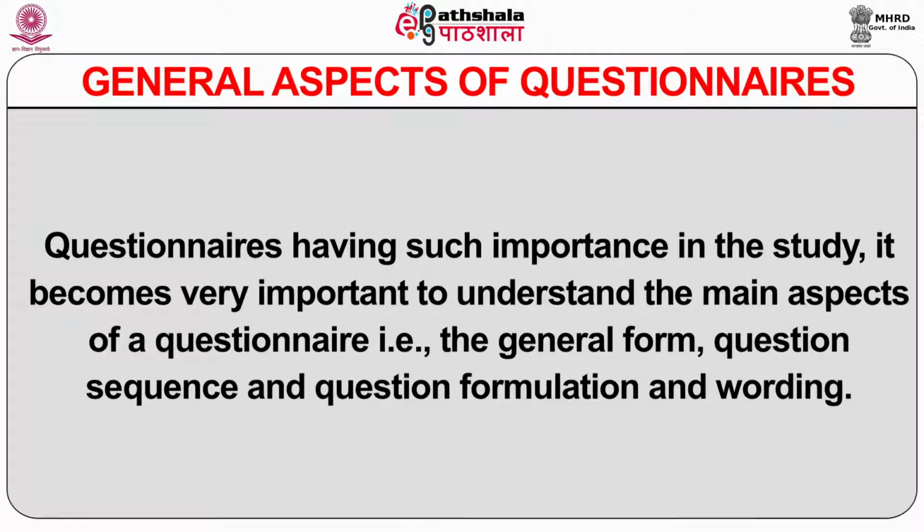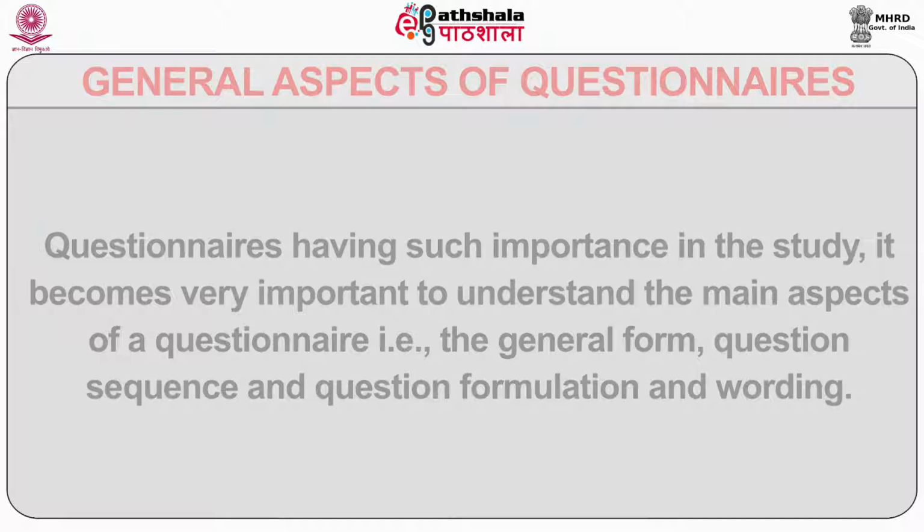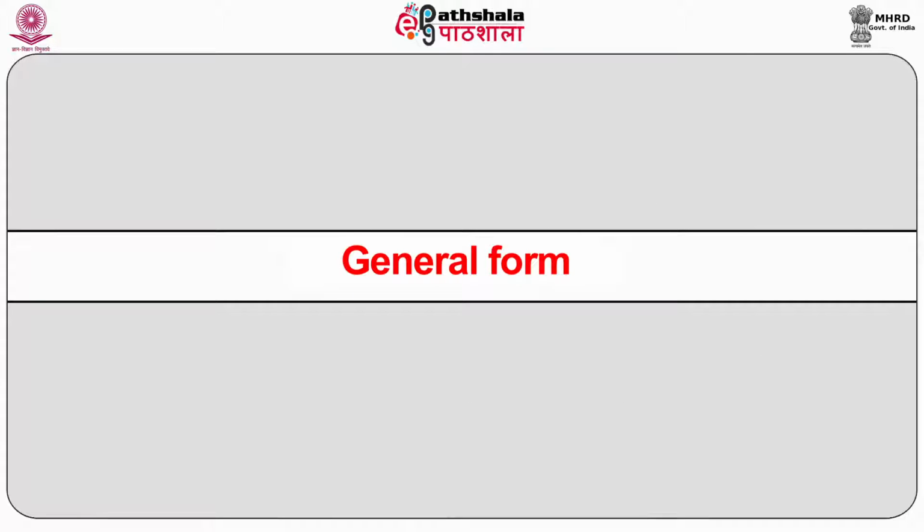Questionnaires having such importance in the study, it becomes very important to understand the main aspects of a questionnaire. That is, the general form, the question sequence, and question formulation and wording. Researchers should note the following with regard to these three main aspects of a questionnaire. Number 1, the general form.